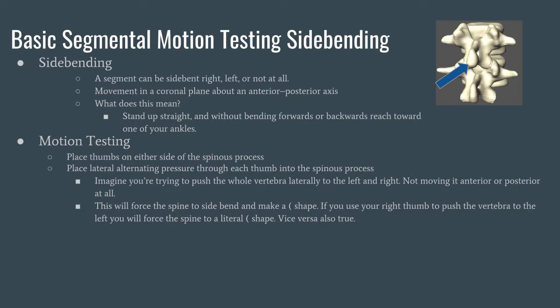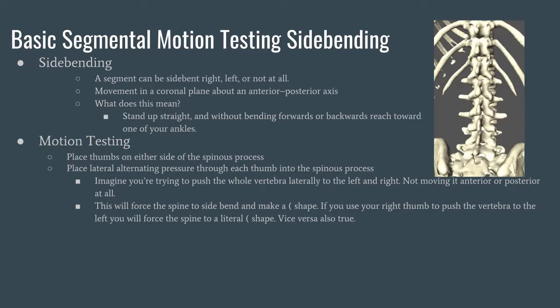If you use your right thumb to push the vertebra to the left, you will force the spine into a shape like that. Vice versa is also true. If you use your left thumb to push the vertebra to the right, you will make the shape the other way. So, if we're going to test side bending to the right, place your thumbs on the spinous process, here, and push with your right thumb laterally to the right, in this motion. By pushing with your right thumb, you'll force the spine to take this shape, which is side bent right.